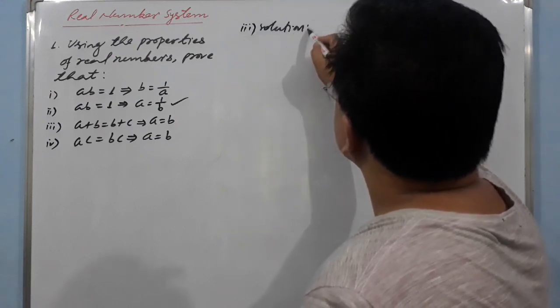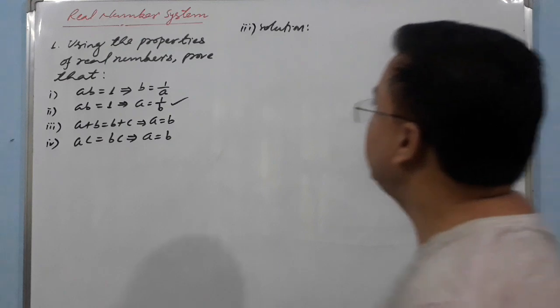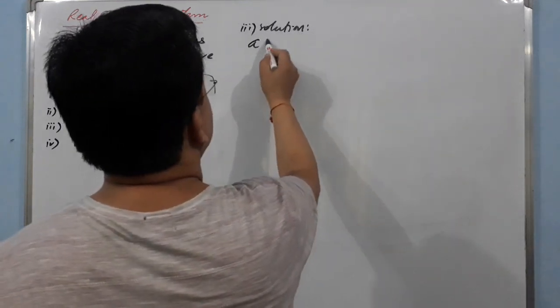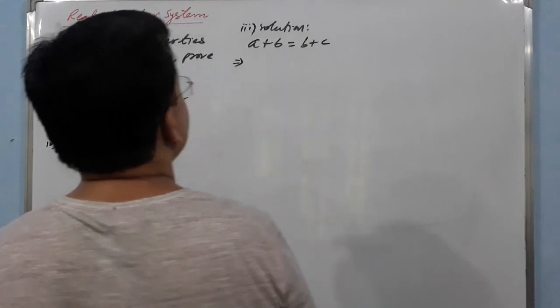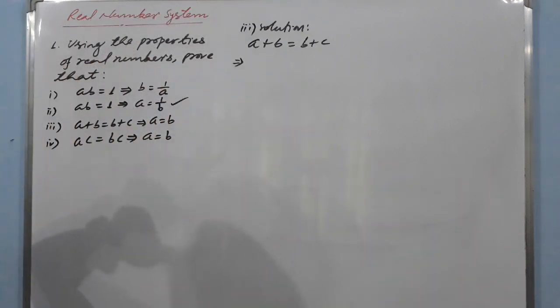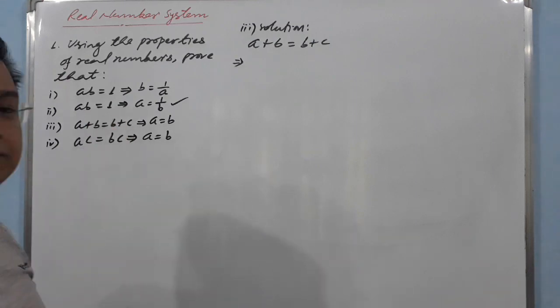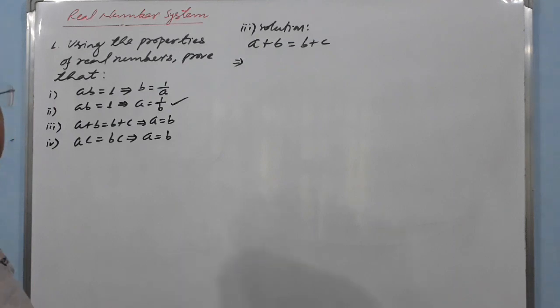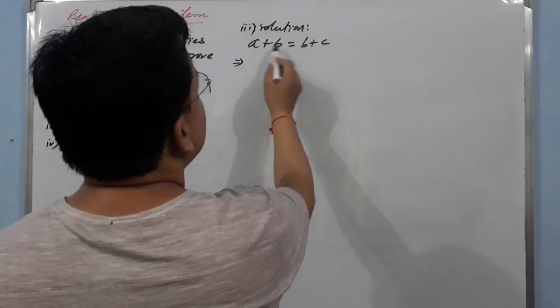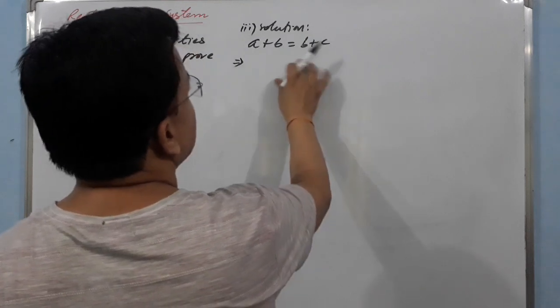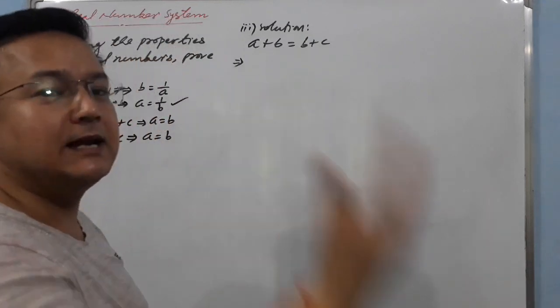Solution. A plus B. A very interesting question. A plus B is equal to B plus C implies A is equal to C. In general, what we do is just cancel, right? But actually, using real numbers, how do we get it? What's the reason behind it? See, A plus B is equal to B plus C. So let's take the B on the same side.